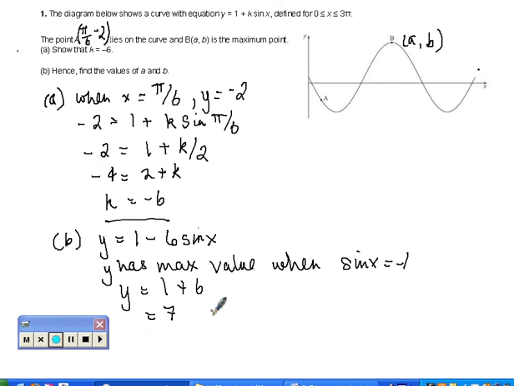In order to find the x coordinate of that point, we need to know what value of x is going to give me the sine being negative 1, and the value of x that gives me the sine equal to negative 1 will be 3 pi over 2 radians. So our value of a and our value of b that we've just found are 3 pi over 2 and 7.